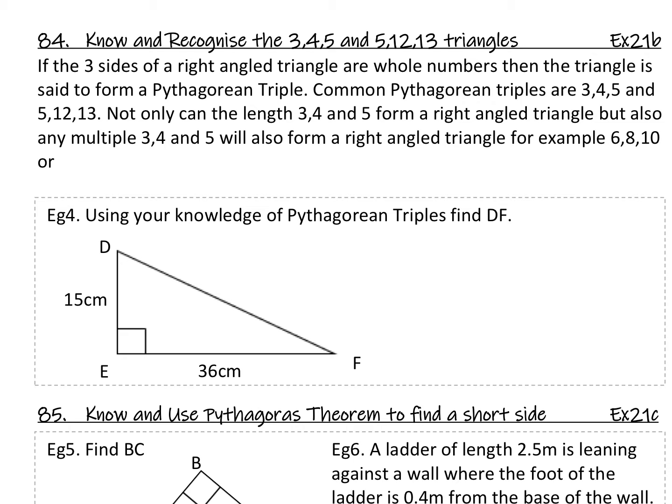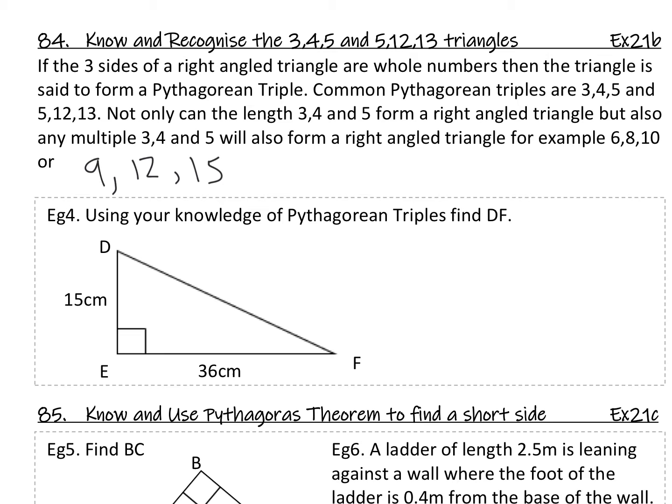For example, 6, 8, 10. Or we could multiply them by 3 and we would get 9, 12 and 15. The list would go on. You could do 30, 40, 50, 300, 400, 500, 60, 80, 100.